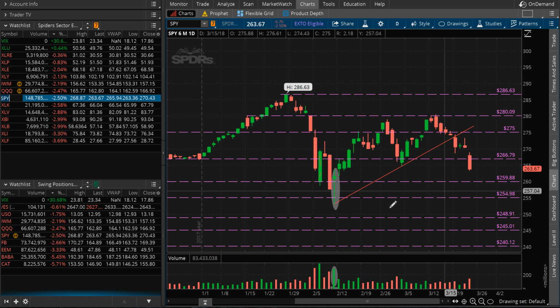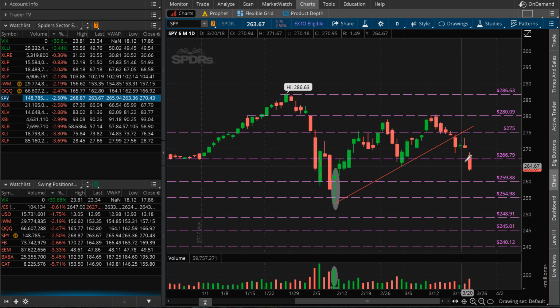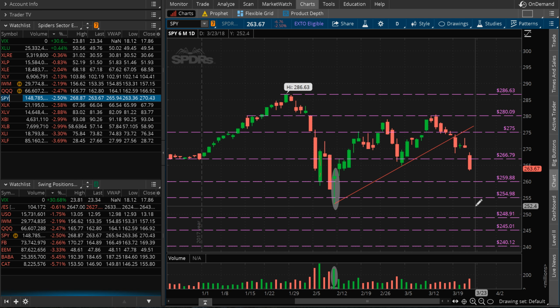And it cannot go below this 252.92, because if we do see a sell-off with high volume that goes below 252, then we have another really big panic in the market. But we're going to see that level.